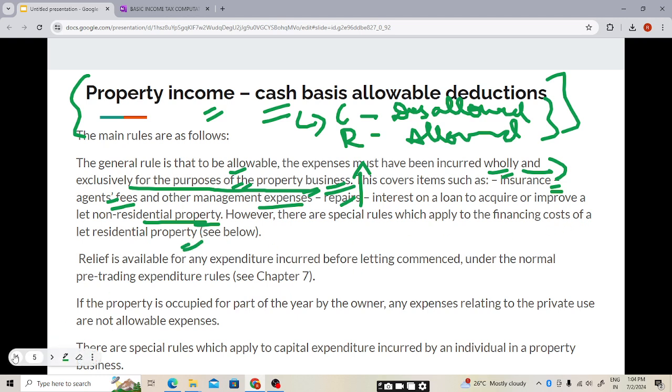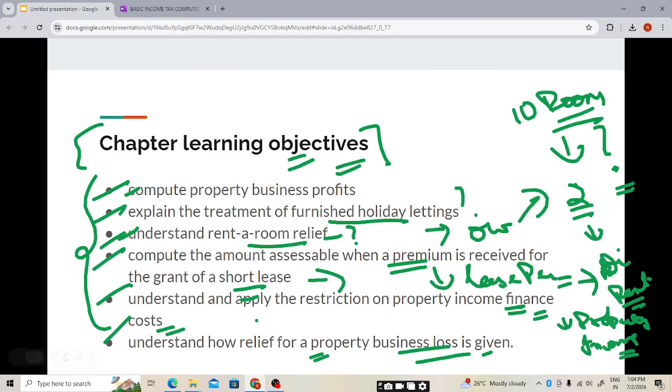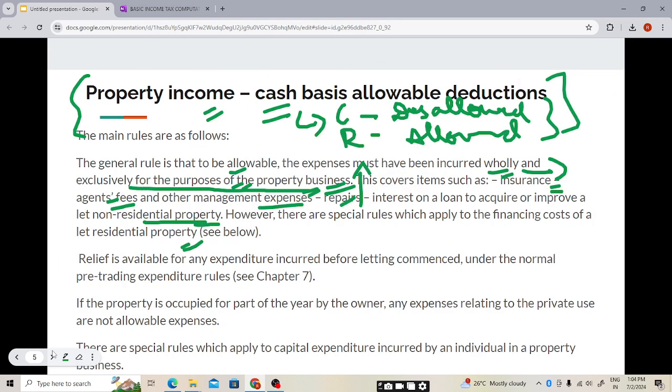As mentioned in the learning objective, understand and apply the restriction on the property income finance cost. As I told you, we will be learning how the finance cost will be dealt with. There are two types of property: residential property and non-residential property. For residential property, we have some special rules.